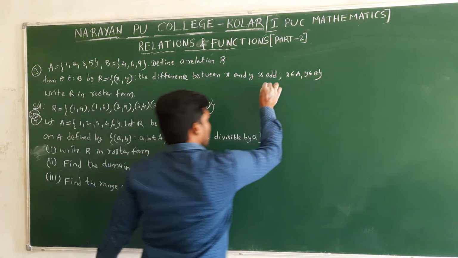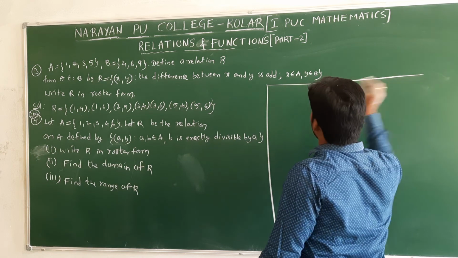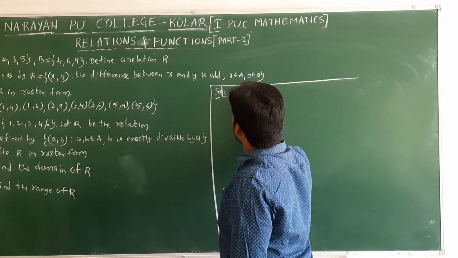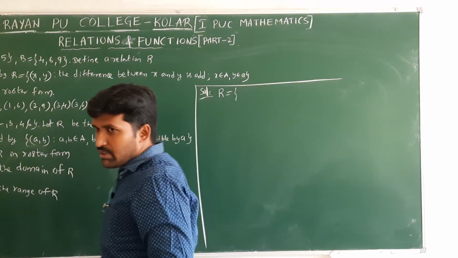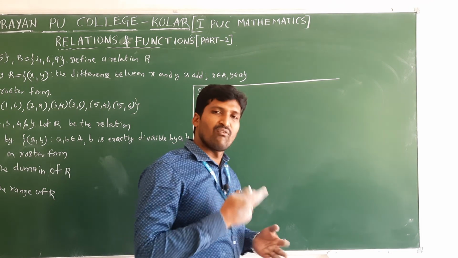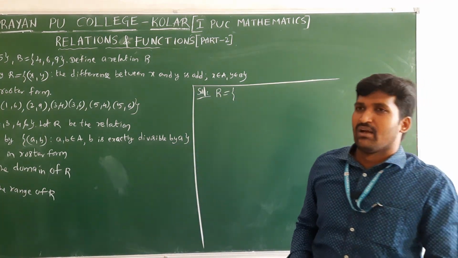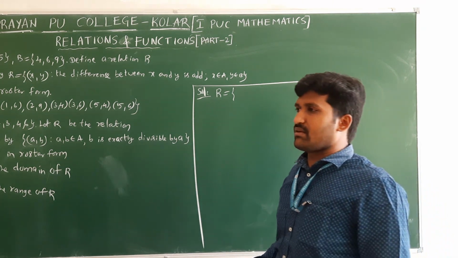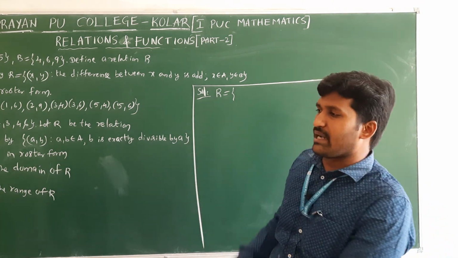This one we need to find out. Come to the solution. First, capital R we need to write. Every number can be divisible by itself: 1 by 1, 2 by 2, 3 by 3, 4 by 4, like that. That's why if you divide any number by itself, you will get a perfect remainder.